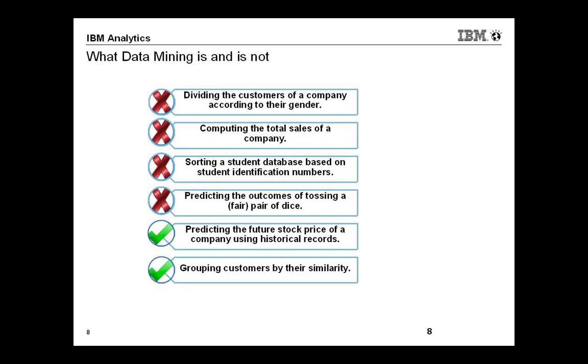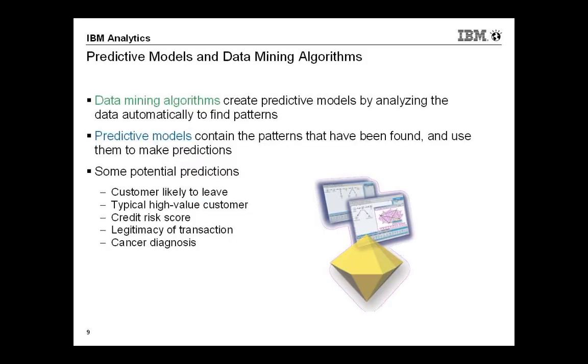So when we're looking at predictive models and data mining algorithms, they create predictive models by analyzing the data to find the patterns within it to help us extract insights. And then the models that we derive from the algorithms contain the parameters that we've identified, and then we use them to make predictions about future cases. So some of the cases are which customers are likely to churn, which customers are more high value, what's going to be the credit risk score, is a tumor likely to be malignant or benign.